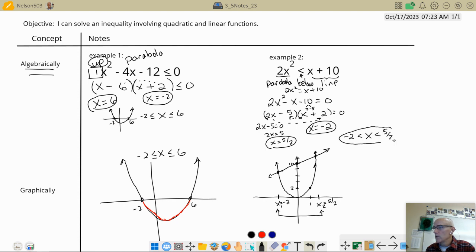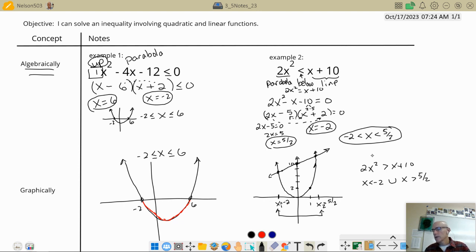If we wanted to know the other way, like when is the parabola above the line? So I'm going to switch that around a little bit. If the question was 2x squared is greater than x plus 10, then my answers would look like this. I would have x is less than negative 2. And I also want, so you'd have a union symbol, x is greater than 5 halves. Because I'd want everything out here and everything that way to keep the parabola above the line, right? So the parabola would be above the line over here.